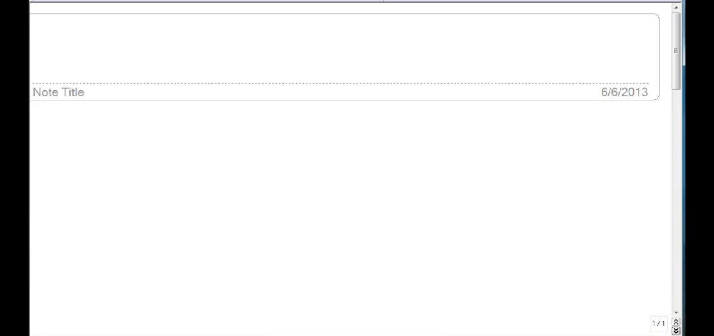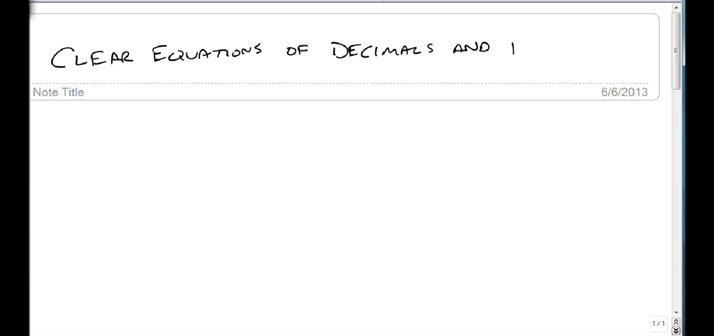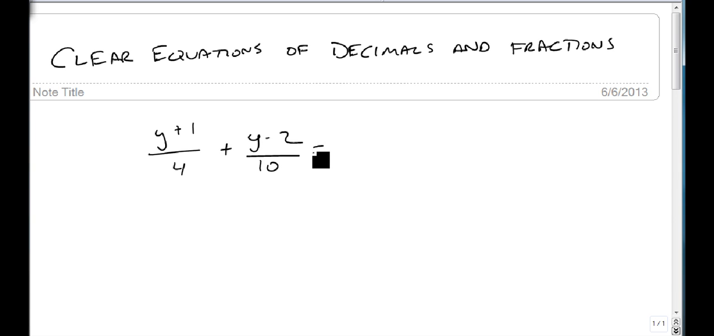We are now going to clear equations of decimals and fractions. Because a lot of times students will see an equation like the following: (y + 1)/4 + (y - 2)/10 = (y + 7)/20.